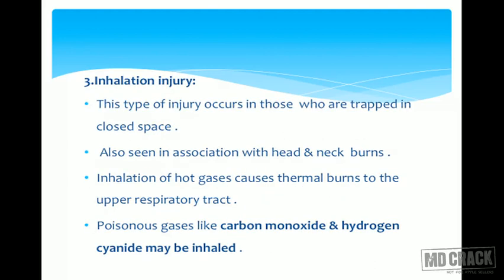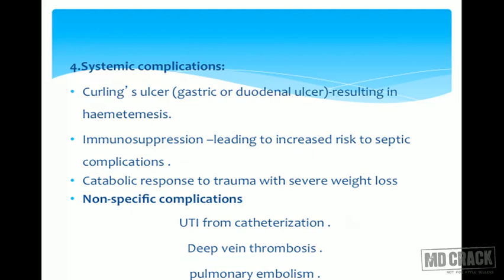Next we have got inhalation injury. This type of injury occurs in those who are trapped in closed spaces, associated with head and neck burns. Inhalation of hot gases causes thermal burns to the upper respiratory tract. Poisonous gases like carbon monoxide and hydrogen cyanide may be inhaled. So you may be asked which of the following gases are mostly responsible for inhalation injury. Next we have got systemic complications in the form of Curling's ulcer, which is a gastric or duodenal ulcer resulting in hematemesis. Immunosuppression can lead to an increased risk of septic complications.